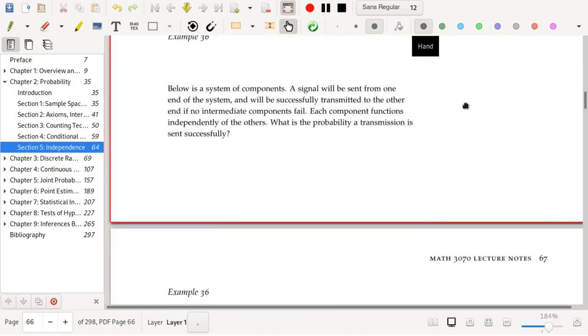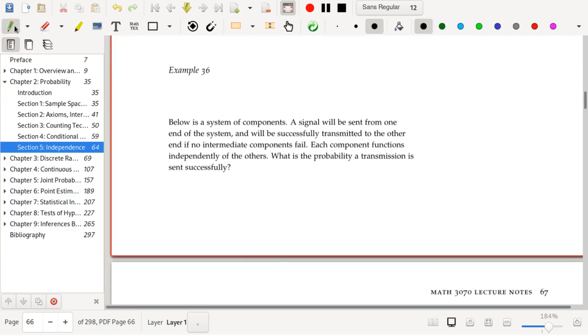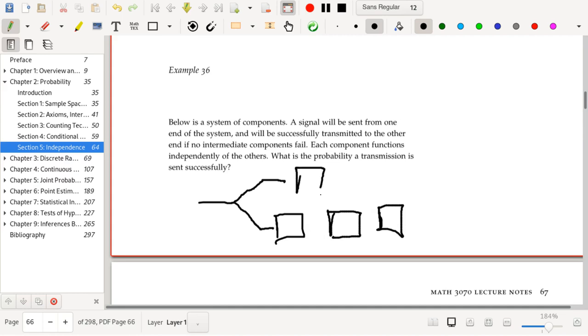Okay, next example. Below is a system of components. A signal will be sent from one end of the system and will be successfully transmitted to the other end if no intermediate components fail. Each component functions independently of the others. What is the probability a transmission is sent successfully? So I did not draw out the components in the lecture notes because I'm going to draw them right now. So, here is their configuration. We have an upper row and a lower row. We've got 3 components in the lower row and 2 in the upper row.